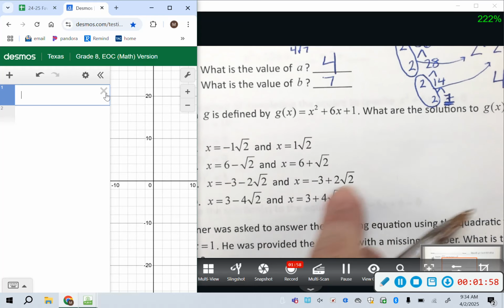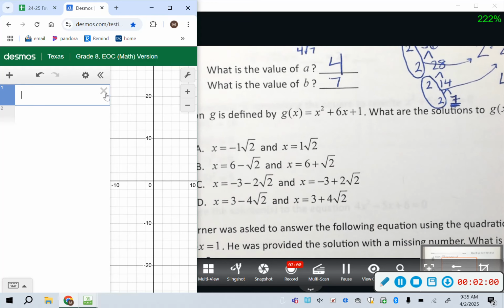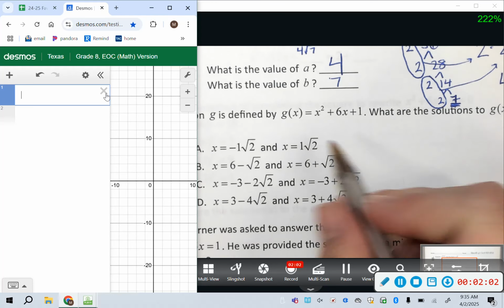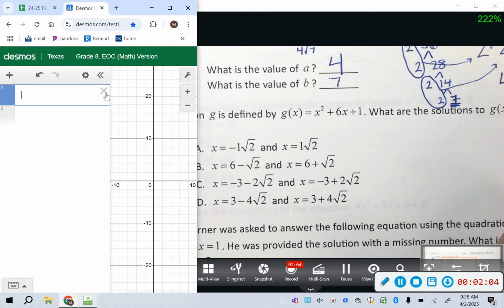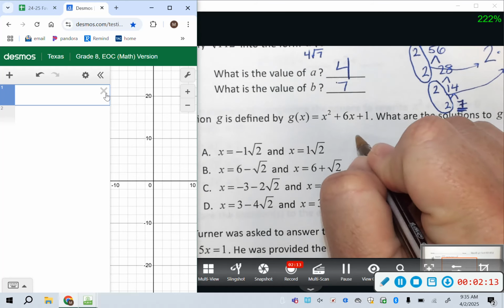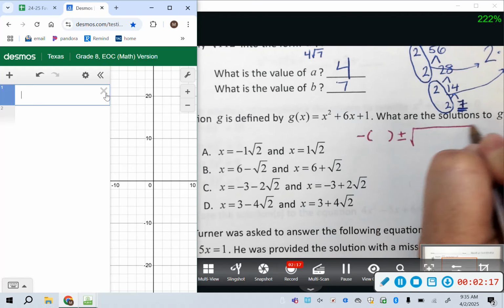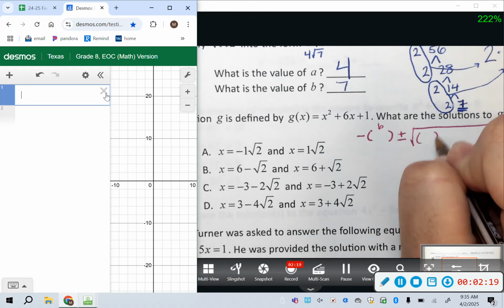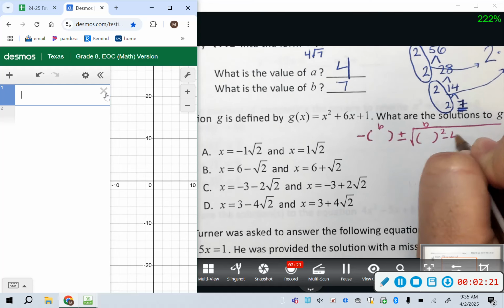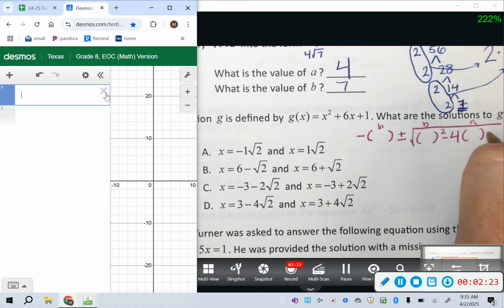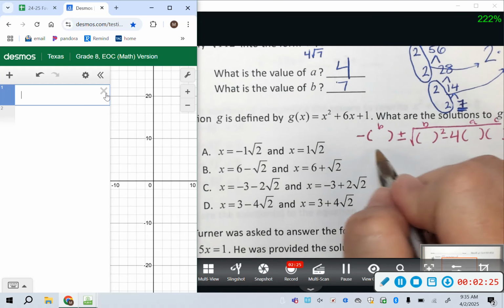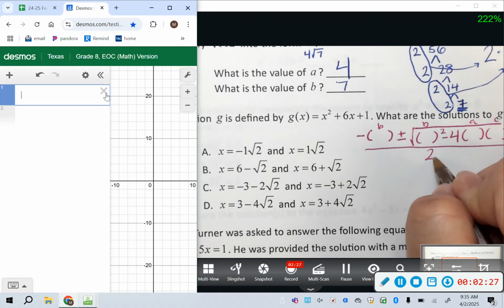Well, I want you to realize all of our solutions are written in a square root method. So there's multiple things we can do. We can do completing the square. We can do quadratic formula. So that's what I'm going to do. So I have negative b plus or minus. I'm going to build my skeleton. Square root of b squared minus 4 times a times c. And remember, you don't have to memorize this. It's on your formula chart.